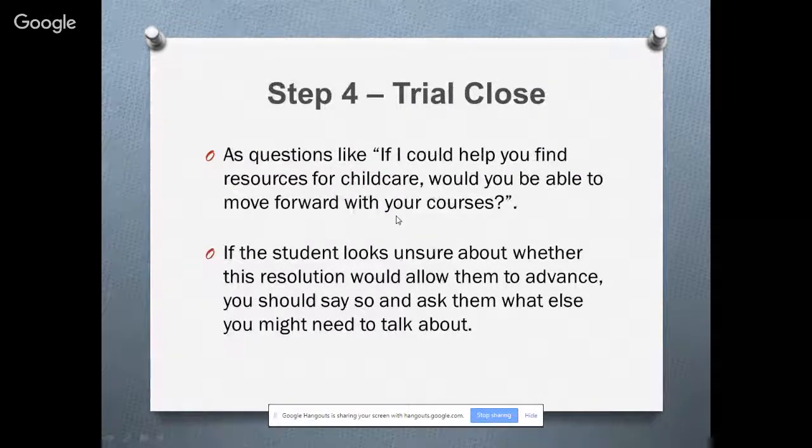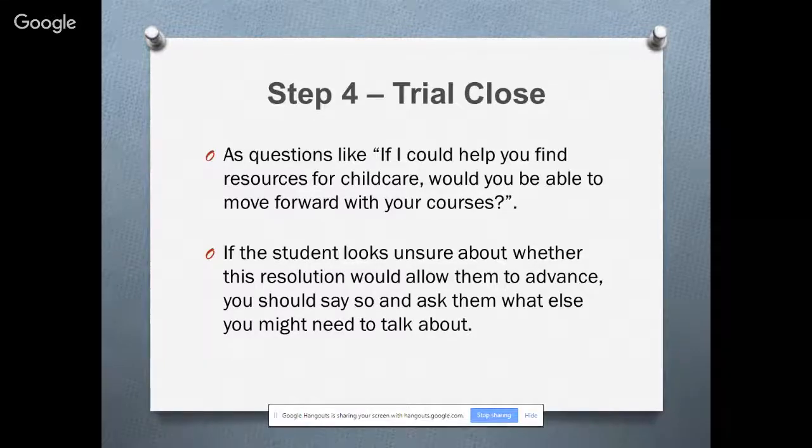So trial close, that's a term that we use in sales when you're looking at overcoming objections, but we can also use it with the student. And that is, if I could help you find a resource for childcare, would you be able to move forward with your courses? So it's giving you the opportunity to say, if I could find a resolution for this particular objection, would you move forward?